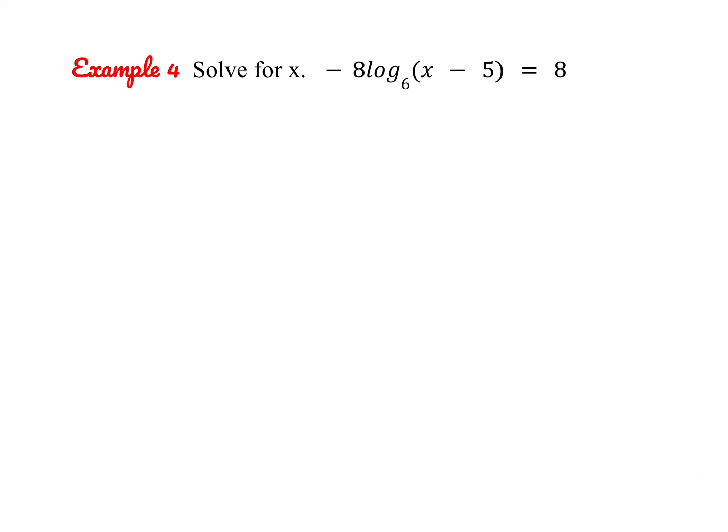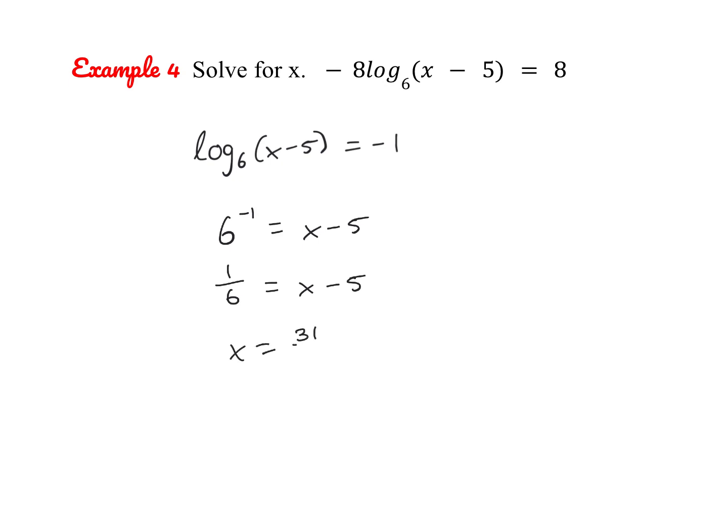All right, let's give this first one a try together. So here we're going to start by isolating our logarithm as much as we can, so we can divide both sides by -8. And now we're going to rewrite this in exponential form because you can see that our variable is trapped inside the logarithm. So 6 to the power of -1 equals x minus 5. And then 6 to the power of -1 is simply 1/6. And this would give us 31/6.